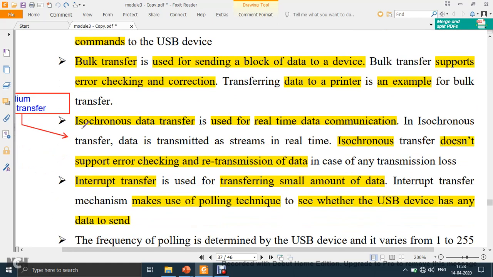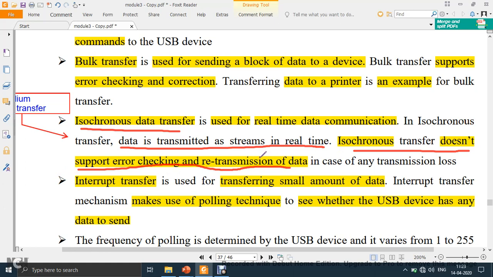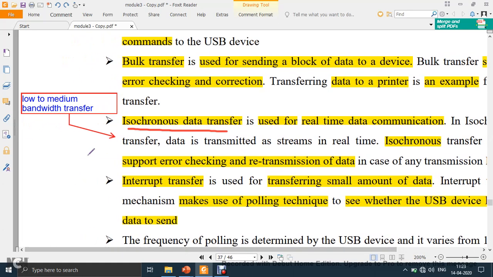The third one is isochronous data transfer. It is used for real-time data communication, so data is transmitted in streams in real time. Isochronous does not support error checking and retransmission. And when do you use isochronous? Whenever the data is of low or medium bandwidth. That is when you go for isochronous mode. You can see I have highlighted that here.